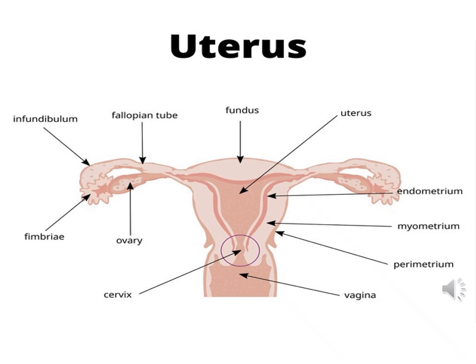Here you can see the diagram of the uterus. As I said, the uterus consists of three main parts: the fundus, body, and the cervix. The middle part is the body part, which has three layers: the endometrial layer, which is the innermost layer; the myometrial layer, which is the middle layer; and the perimetrium, which is the outermost layer.